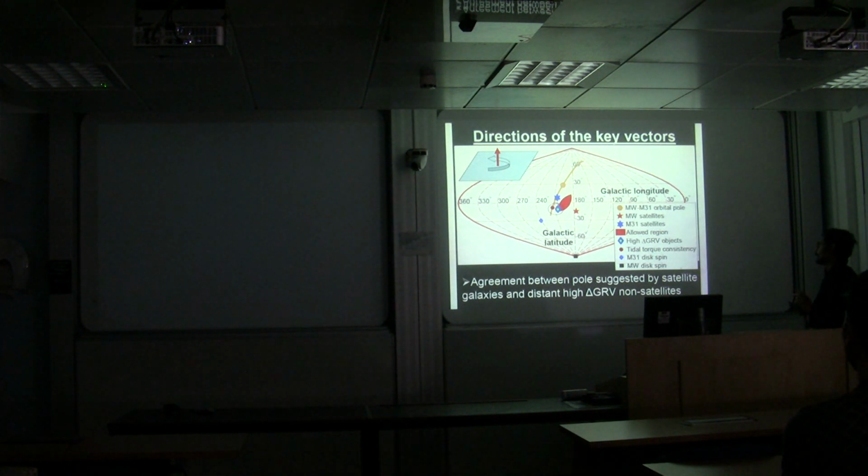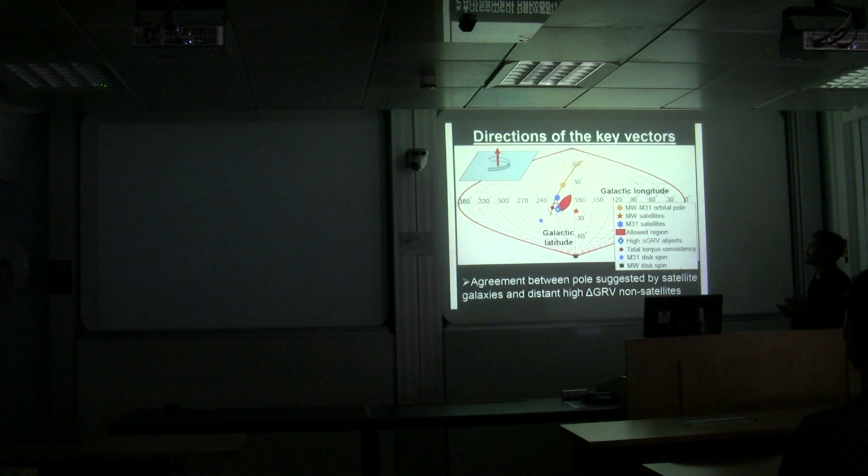The Milky Way, the direction of its disk, the angular momentum of its thin disk, is over here by definition. For Andromeda, it's over there. The important thing for the Milky Way's system of satellites is that it has an orbital pole here. Basically, the satellites are in a plane like this, and this is the orbital pole direction. For Andromeda, it's over here.